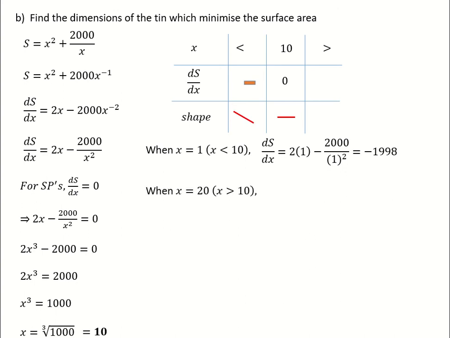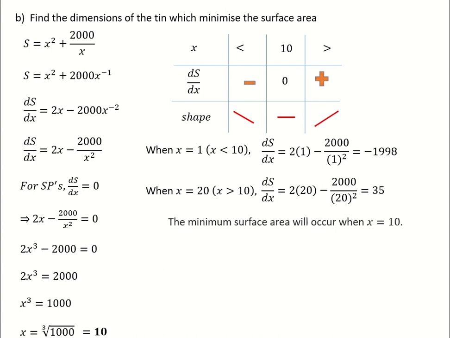I'm going to pick a number that's bigger than 10. You can pick 11. 20 is maybe slightly easier to work with. Bottom line is when I put it into the derivative, I get an answer of 35, and that is positive. So that means after 10, when the graph hits 10 and then continues, it starts going back up, which does in turn prove that this is a minimum, in which case the minimum surface area will occur when x equals 10.